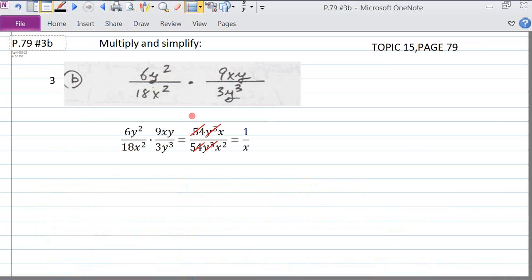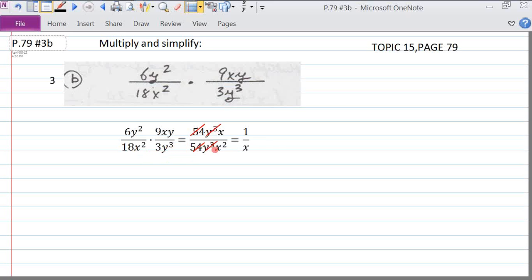Now here I'm asked to multiply and simplify, and you'll notice a difference here. This is multiplication. So when I multiply this, I can multiply the numbers. 9 times 6, I get 54. Y squared times y gives me y cubed, and I'm just left with x. I multiply the denominator here. 18 times 3 still gives me 54.